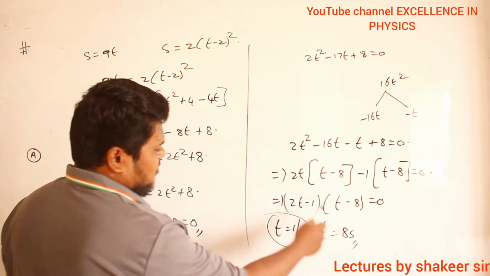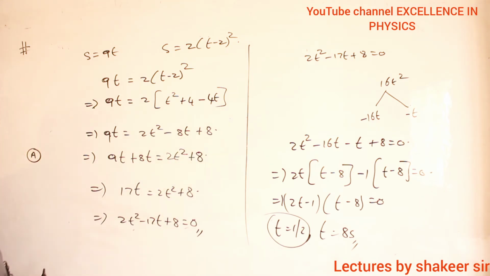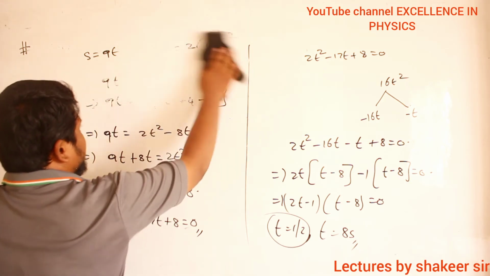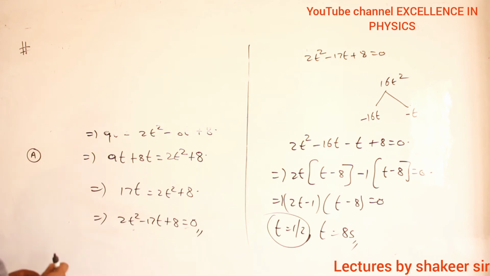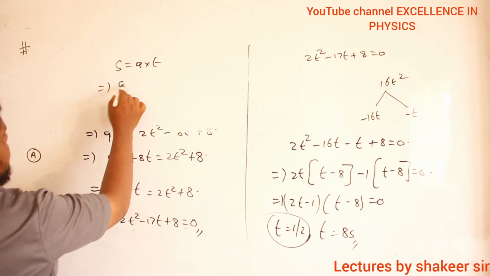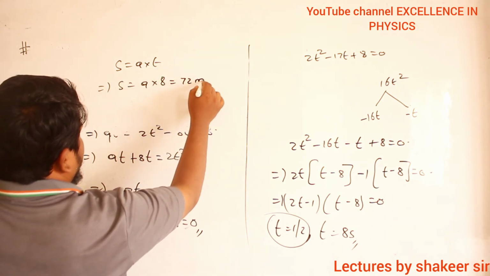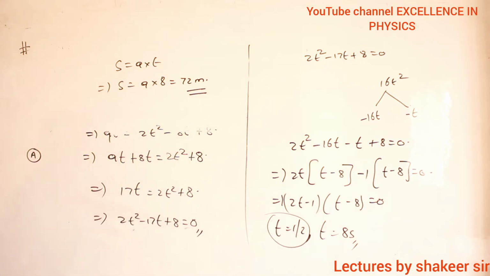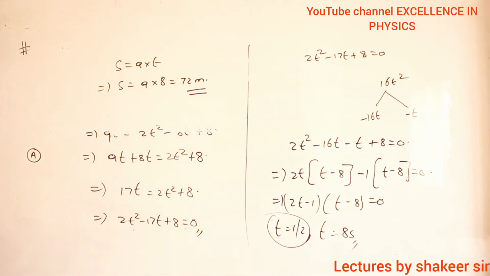So once I got this time, take it and substitute in one of the relations. So what were the relations which we got previously? S is equal to 9 into t. So S is equal to 9 into time, which is 8 seconds. So 72 meters. So that is my answer. Clear now? So time taken is 8 seconds and the displacement is 72 meters.